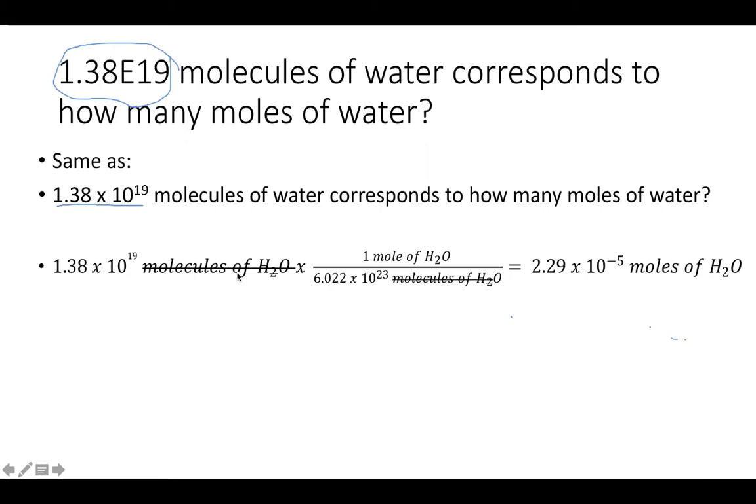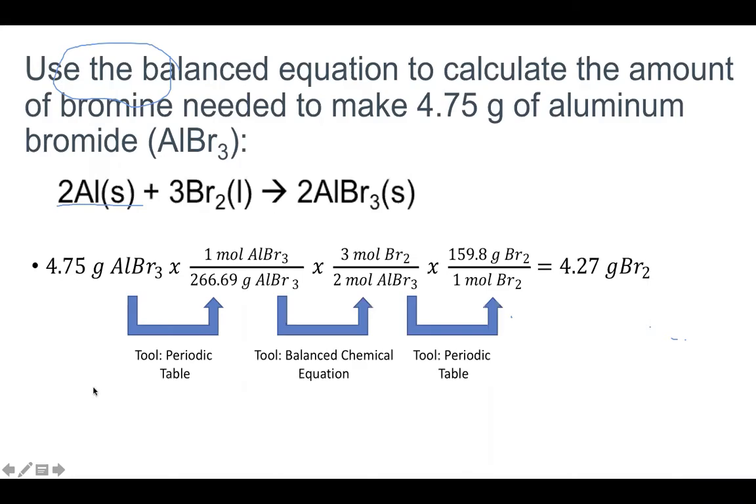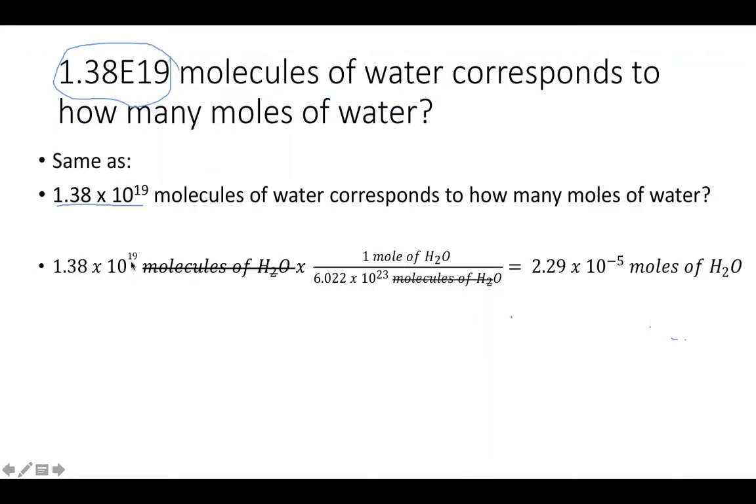And again, make sure you can do the math here. This is 1.38 times 10 to the 19 times 1, divided by 6.022 times 10 to the 23rd. And we get 2.29 times 10 to the negative 5th moles of water. A note here, you guys, is that it can be really helpful to look at the exponents. You have 19 and you're dividing by 23. Remember, whenever you divide exponents, it's like you're subtracting them. So that's a quick way to estimate what order of magnitude your answer should be at.